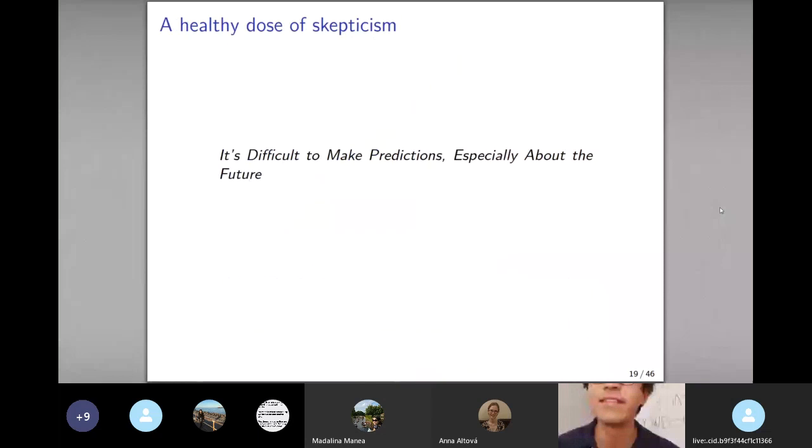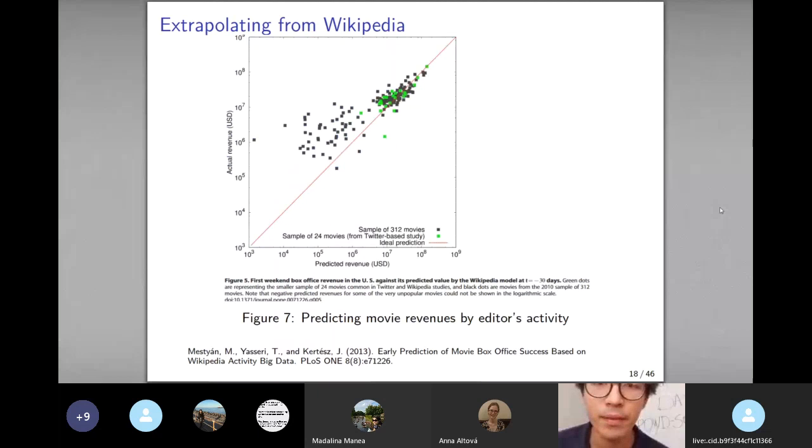But one thing that is important to keep in mind is the old saying that it's very difficult to make predictions, especially about the future. There was a problem with the audio, but what I was saying was that they were trying to make these predictions from the edits, and they claim in this paper that their model predicted the revenue pretty well, just by looking at the edits. But it's important to keep in mind that it's difficult to predict, especially when it's about the future.